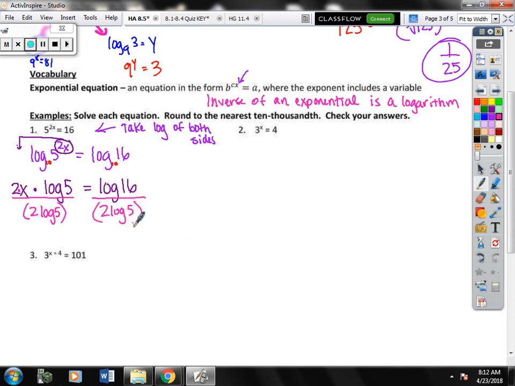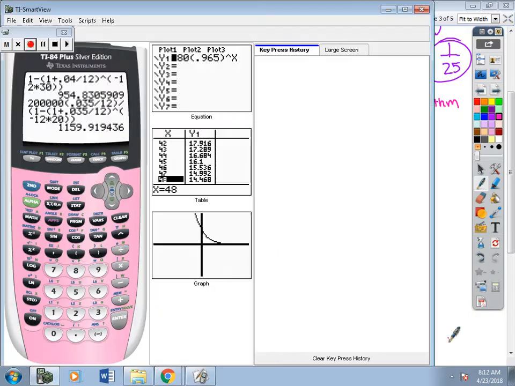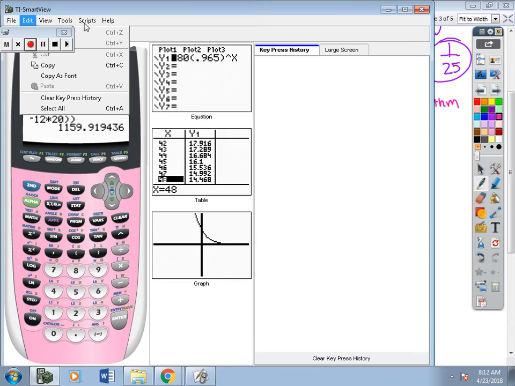2 times log 5. So that's going to cancel out my 2 and my log 5. So I just get x. This part is all going to go into my calculator. You do want to make sure you put parentheses since the denominator has 2 elements. And we can just use the log button because this is log base 10, which is why I said it's your best option.